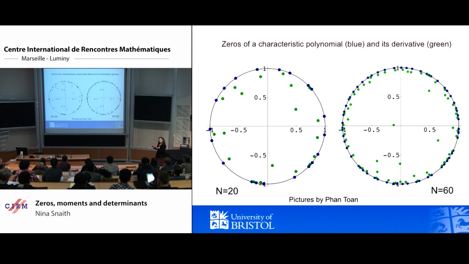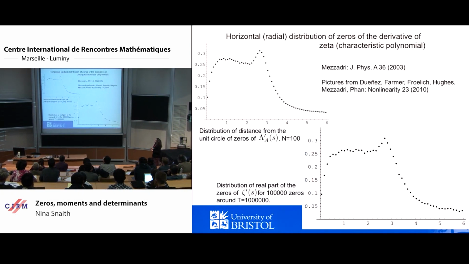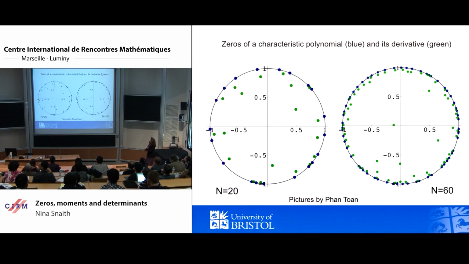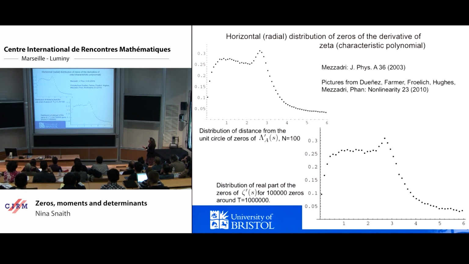So we see the same sort of distribution going on here between zeros of the derivative of the characteristic polynomial and zeros of the derivative of zeta. And just to convince you even more that the zeros do seem to have the same distribution, this is a plot of essentially the radial distribution of those zeros of the derivative of the characteristic polynomial. So this is on the unit circle moving into the center of the circle, and this is how many zeros of the derivative you find in each angular ring in the unit circle.